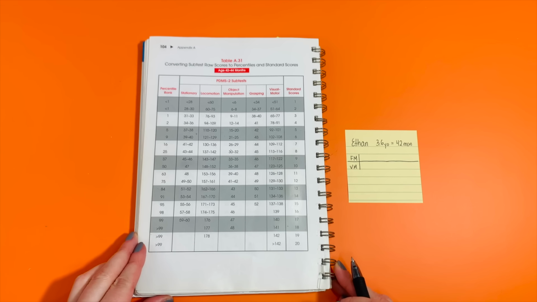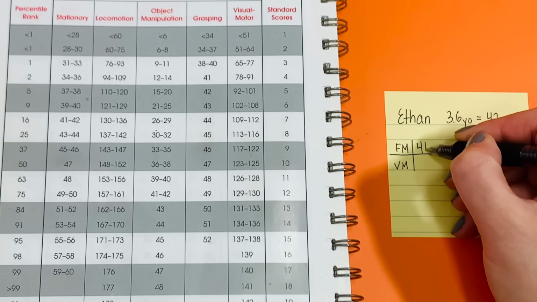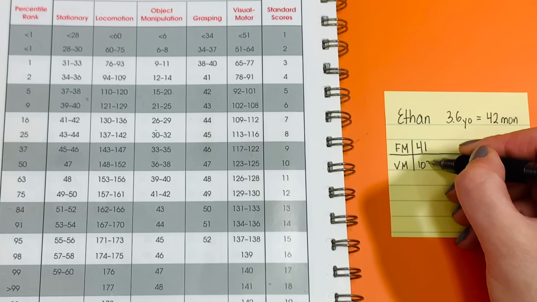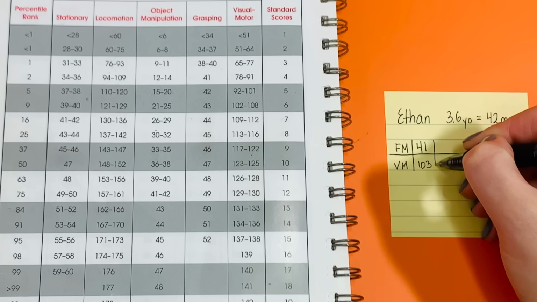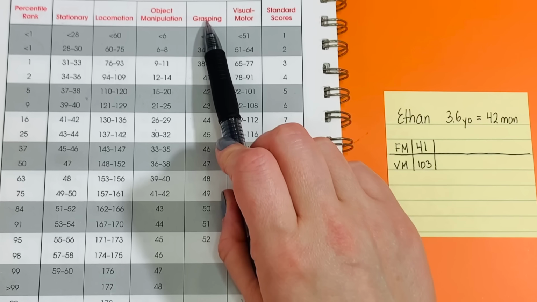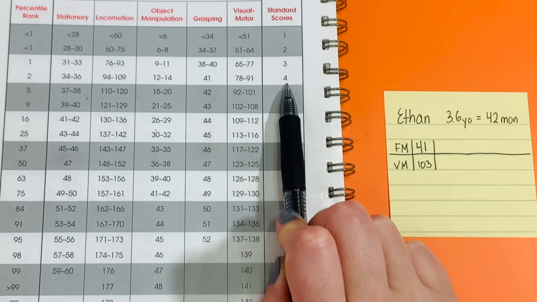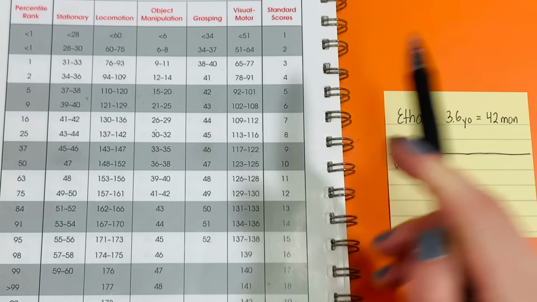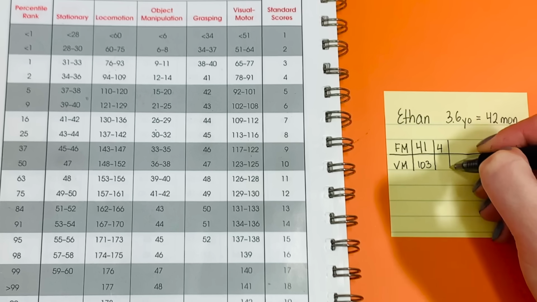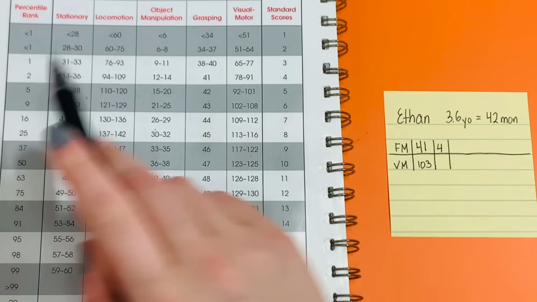After adding up my scores for the subtest, I received a raw score of 41 for fine motor skills and 103 for visual motor skills. Fine motor subtest is the same as grasping. I go down to 41 and find that it's a standard score of 4. When I look to the left, the percentile rank is 2.